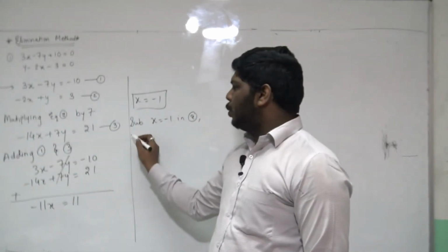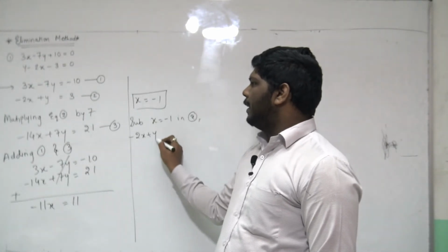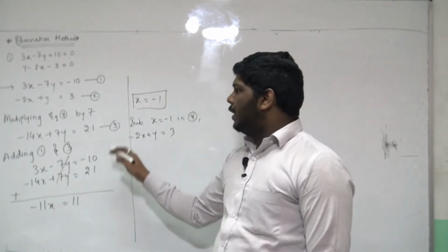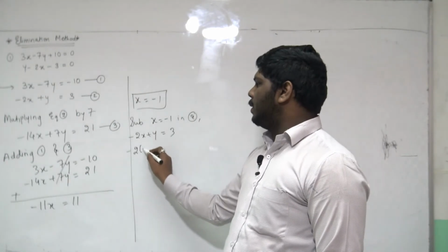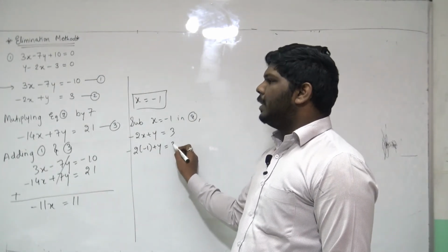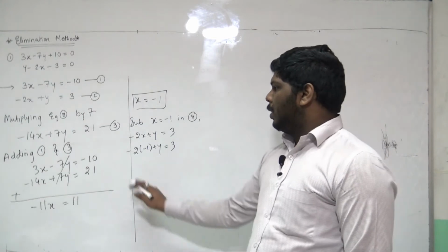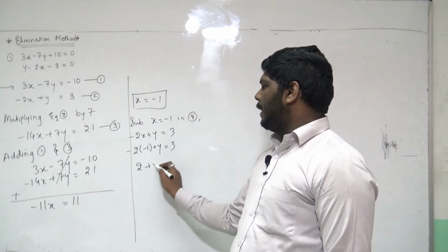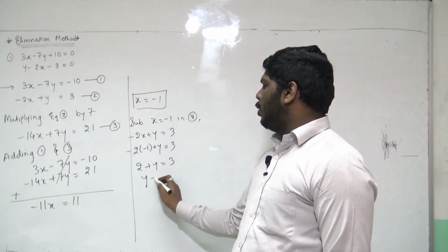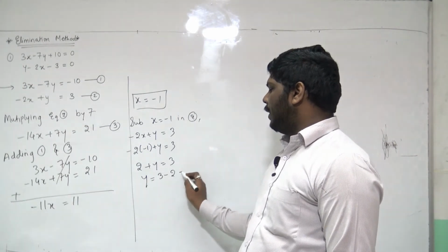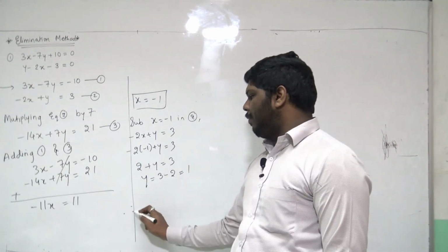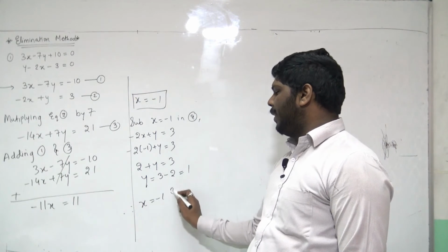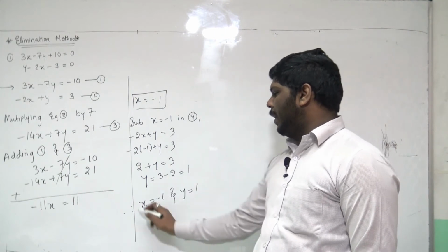Substituting x is equal to minus 1 in equation number 2, this will give you minus 2x plus y is equal to 3. Now what is the value of x? Value of x is minus 1, so plus 2 plus y is equal to 3, and the value of y will be 3 minus 2, that is equal to 1. It means your final answer is x is equal to minus 1 and y is equal to 1.